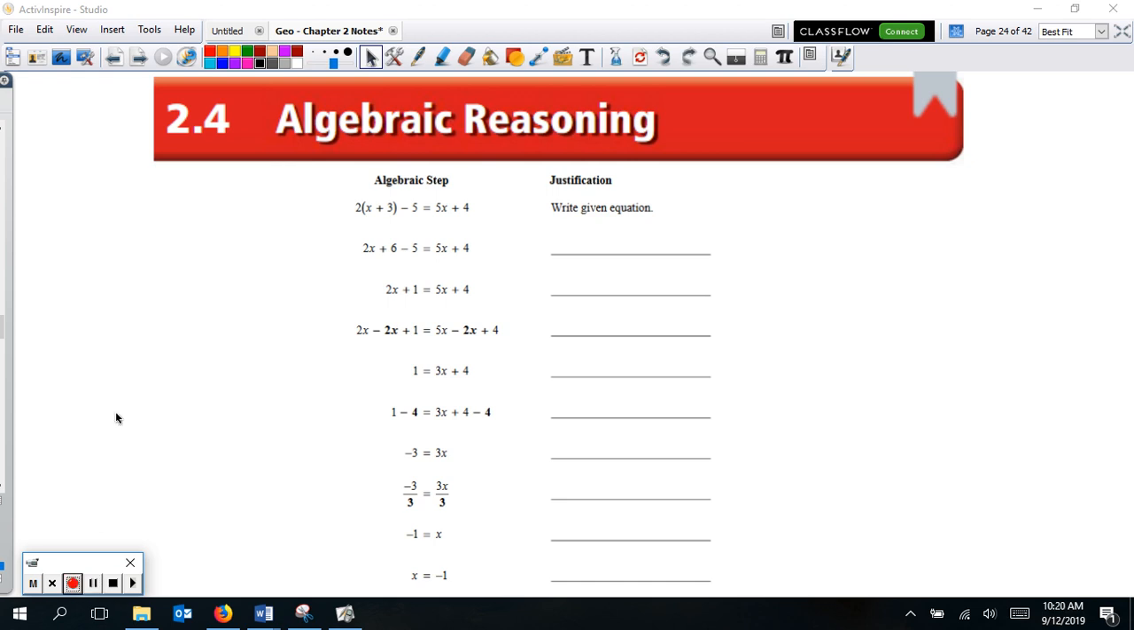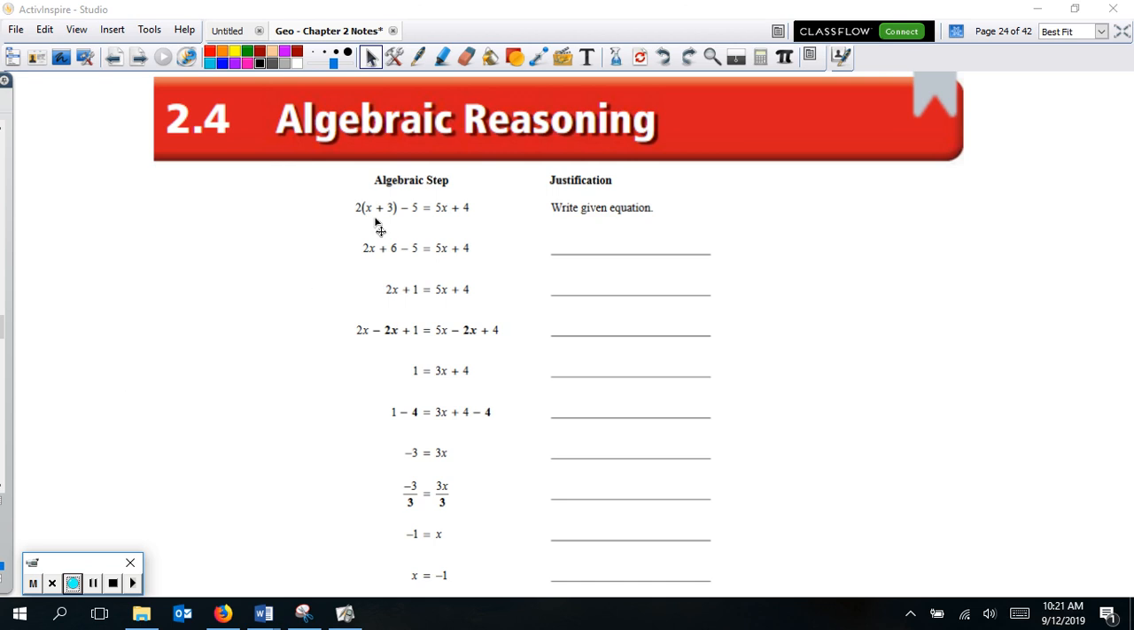All right, so section 2.4, algebraic reasoning. Basically what we're looking at in this section is solving equations. And we're using solving equations to start to get the idea of how to solve a proof. A proof is just like solving an equation. So we're basically given the equation and we're trying to prove what the answer is for the x.